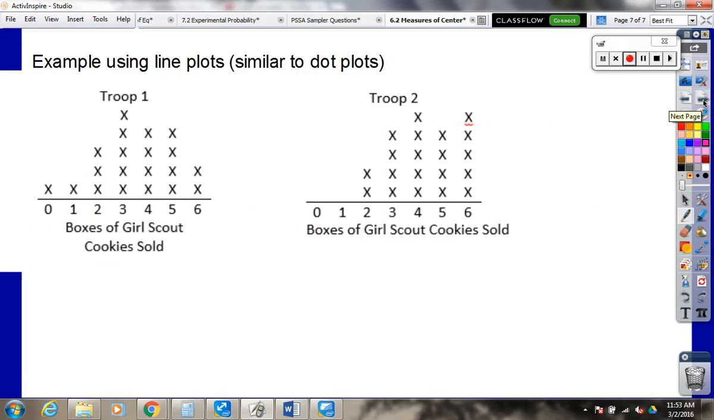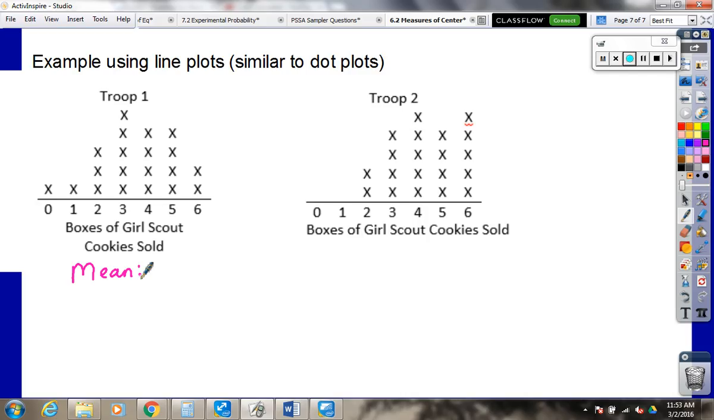Okay, we're going to look at one more example using a line plot. Line plots are similar to dot plots. Instead of X's, if I put dots, I'd have a dot plot. So this is the same thing. If we wanted to find the mean using a line plot, what do you think we would have to do? Remember, we have to add up all the values.